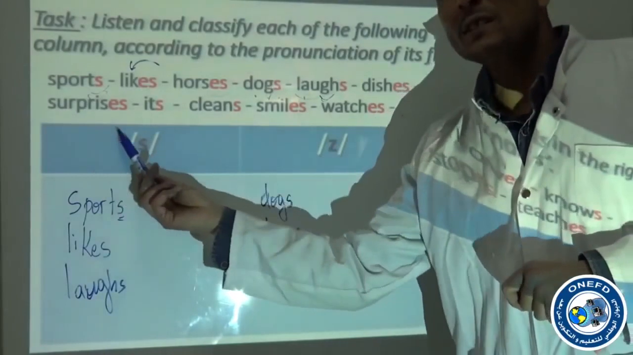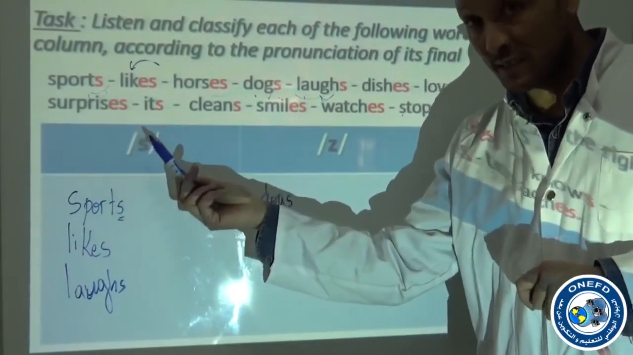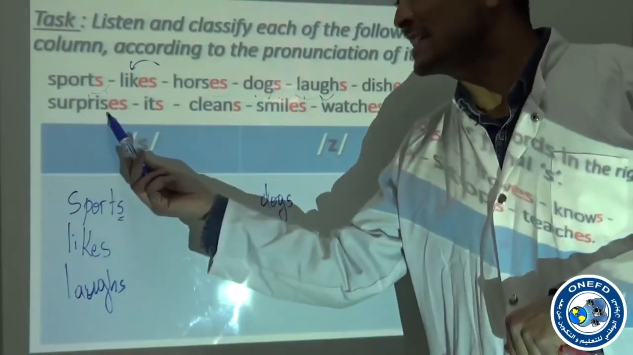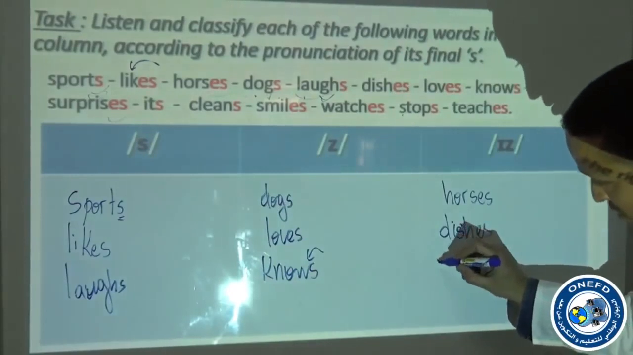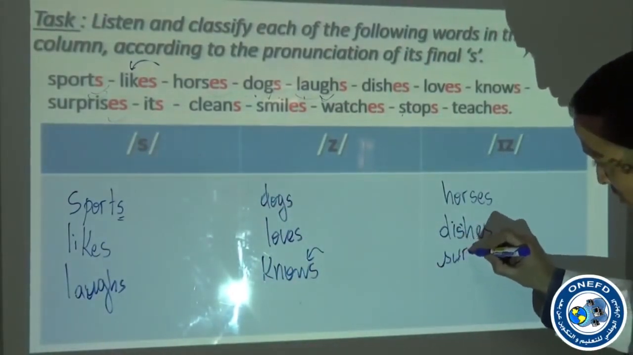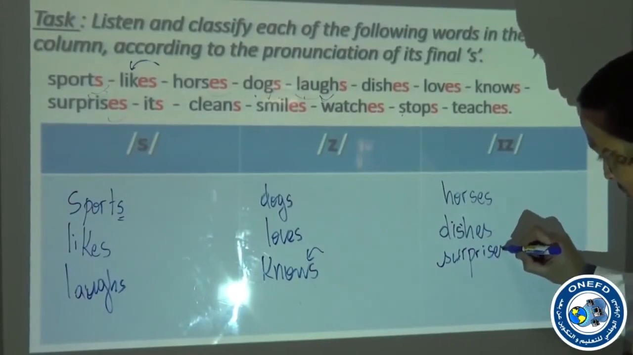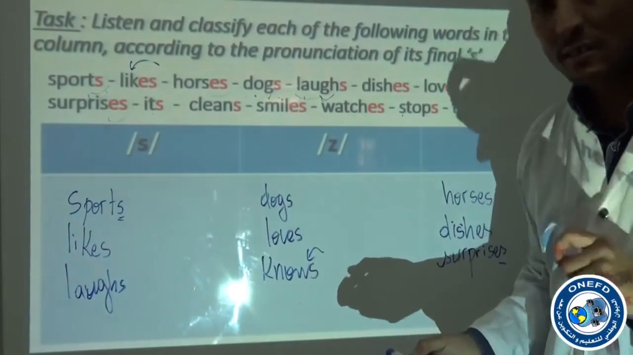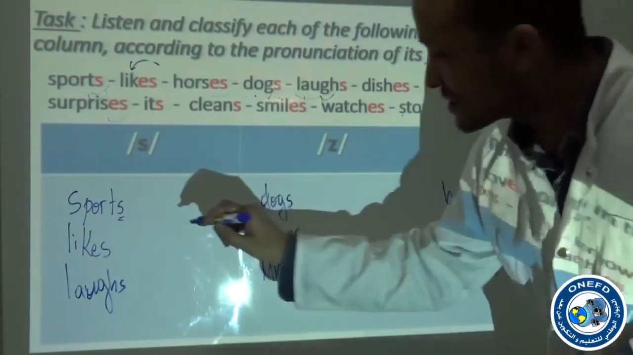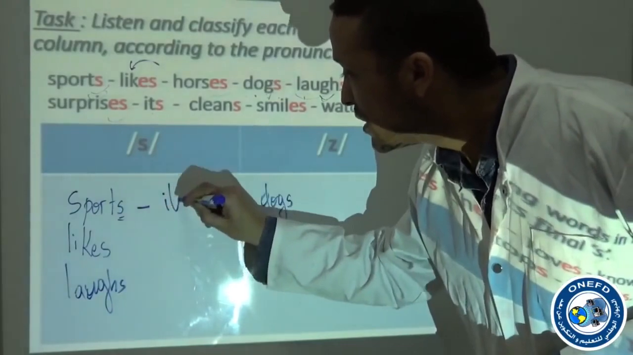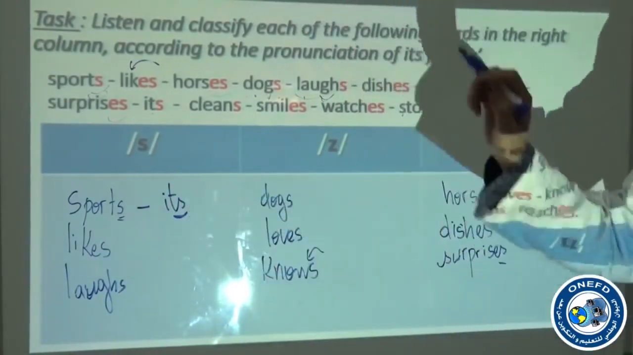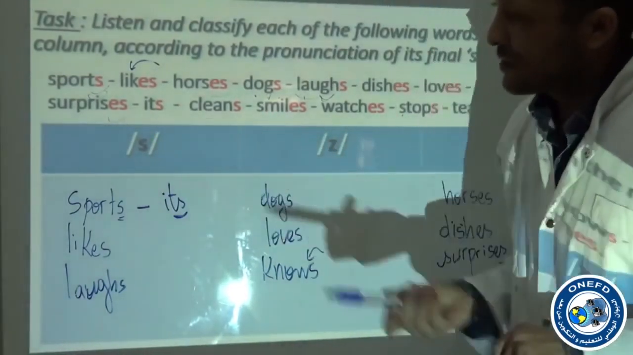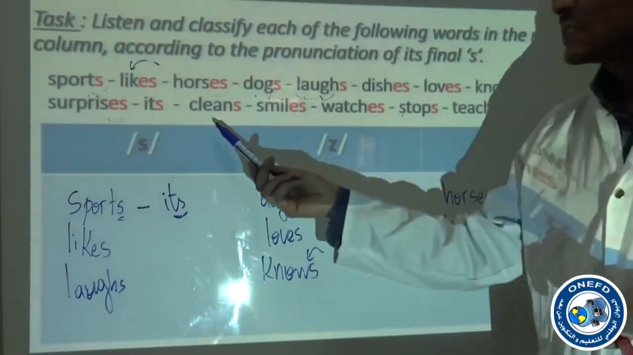Then surprises. This is a verb. I surprise you, or he surprised him, etc. Surprises. Yes, well, good. Here we've got iz. It's here linked, it's not opposite. Both of them are iz. The next word is cleans.